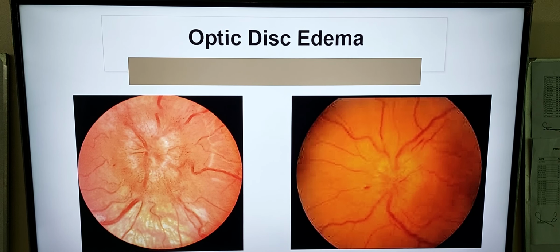You cannot appreciate the vertical cup disc ratio. There is severe hyperemia of the blood vessels. They are dilated, tortuous. Similarly, in this picture, you can see there is a small splinter hemorrhage that is also visible with optic disc edema.